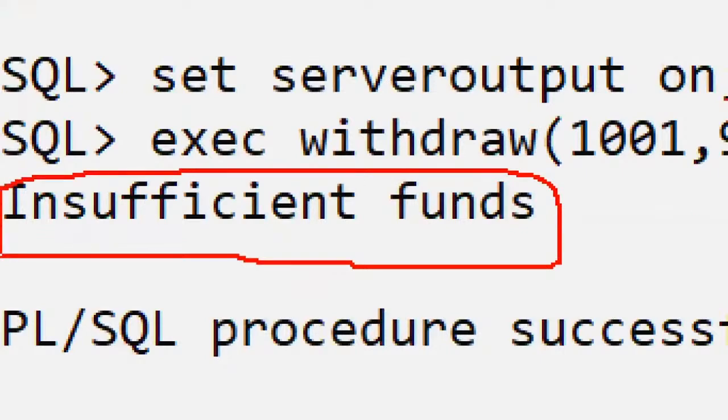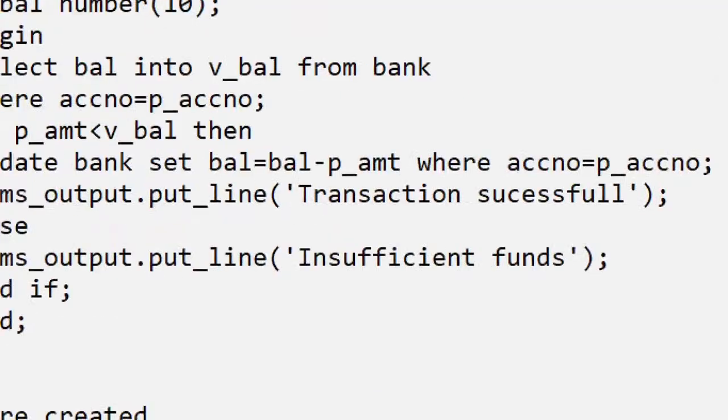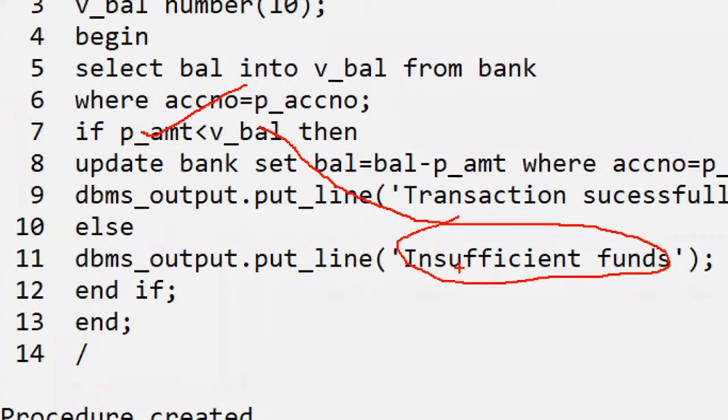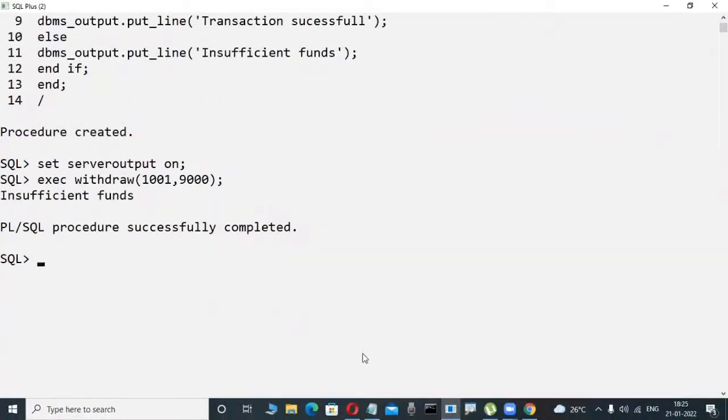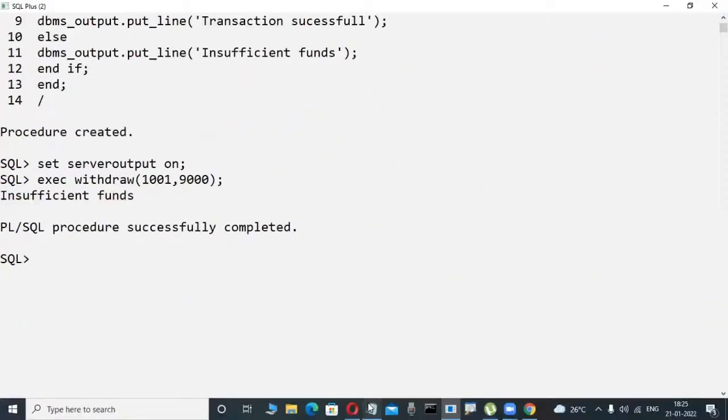How is it possible? This coding is executed, whatever I'm writing. Your amount is more than the available balance. That's why insufficient funds only. It will display the message. Yes. Now, suppose, for example, observe the logic here. Insufficient funds is a message. It will be displayed. Yes. Suppose now, check it out.